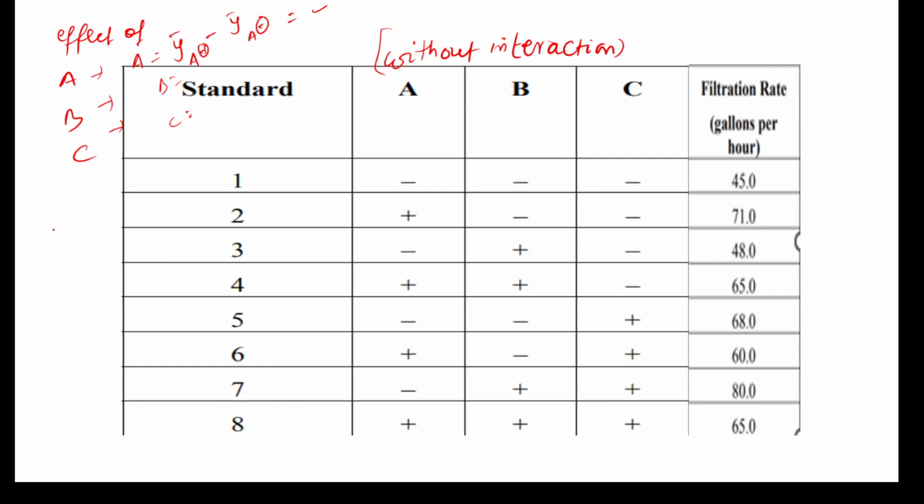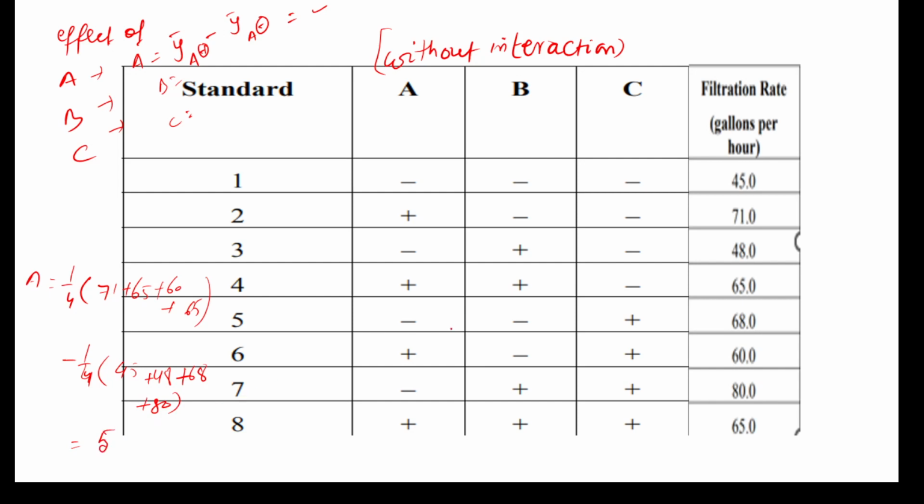Okay, for A, let's calculate 1 by 4 into the positives. We have 71 plus 65 plus 60 plus 65, minus 1 by 4 into 45 plus 48 plus 68 plus 80. How much came in total? 5.